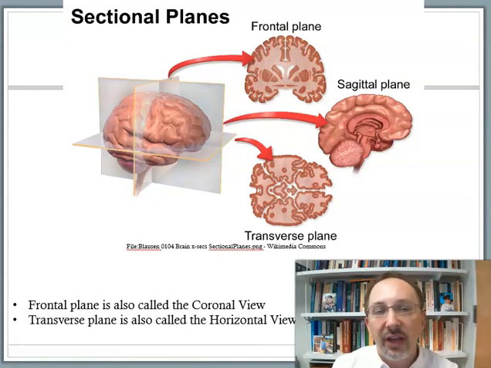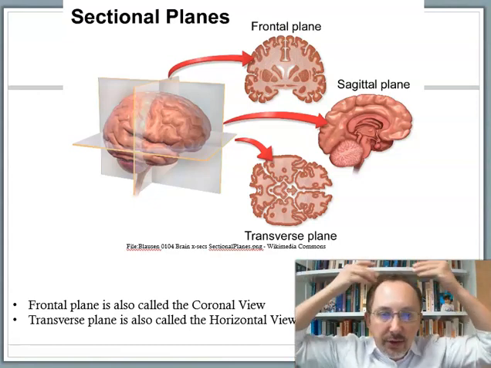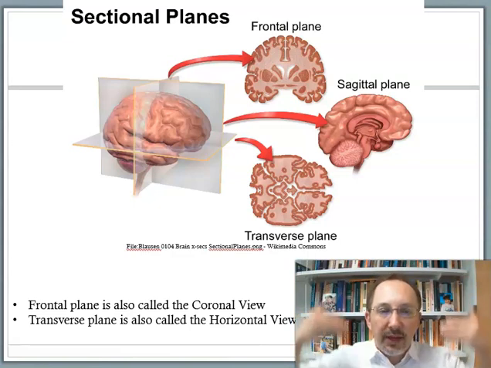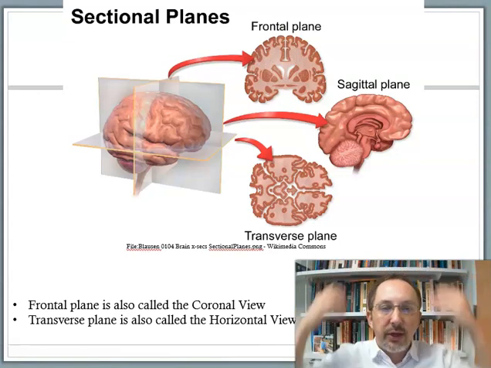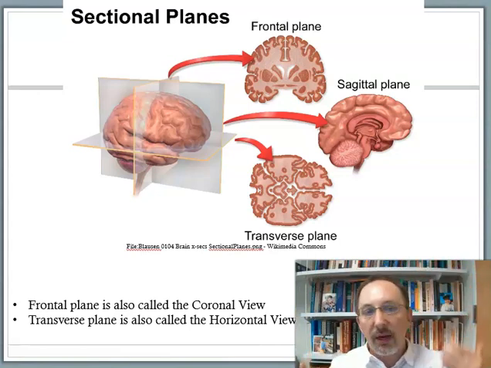So this is called a sagittal plane or a sagittal cut. The frontal plane is also called the coronal view. And coronal, it means crown. And the best way to visualize this that I've ever seen is you take a crown, you put the crown on your head, and then you go straight down. Right? That's coronal. Coronal, crown, cutting in half between front and back.